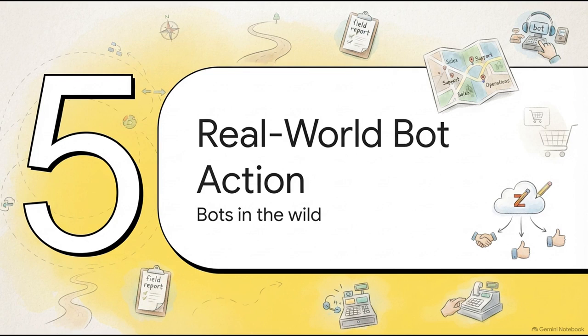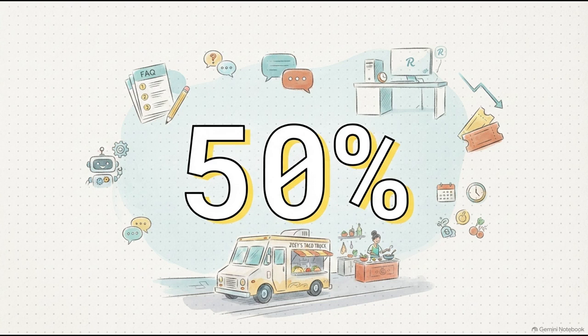Okay, pay attention because Section 5 is where the rubber meets the road. Real-world bot action. Let's look at field reports of these bots actually working in the wild. Take Zoe's taco truck, for example. Zoe was completely drowning in customers asking for ingredients and catering hours while she was desperately trying to cook. She built a bot, fed it her FAQ text file, and suddenly the bot handled all that noise automatically, letting her actually focus on making the tacos.